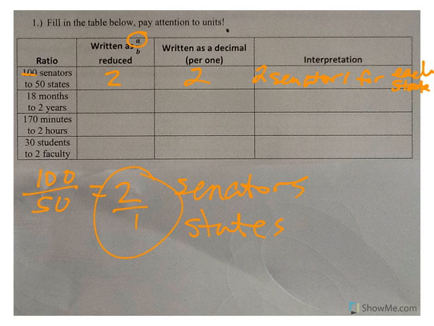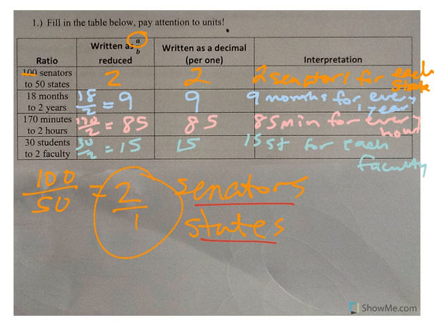Okay, so I want you to try this. And it says pay attention to the labels or the units because when you're doing your interpretation, you need to use those units to talk about your interpretation. So hit pause, try the last 3, and then come back and hear the explanation.